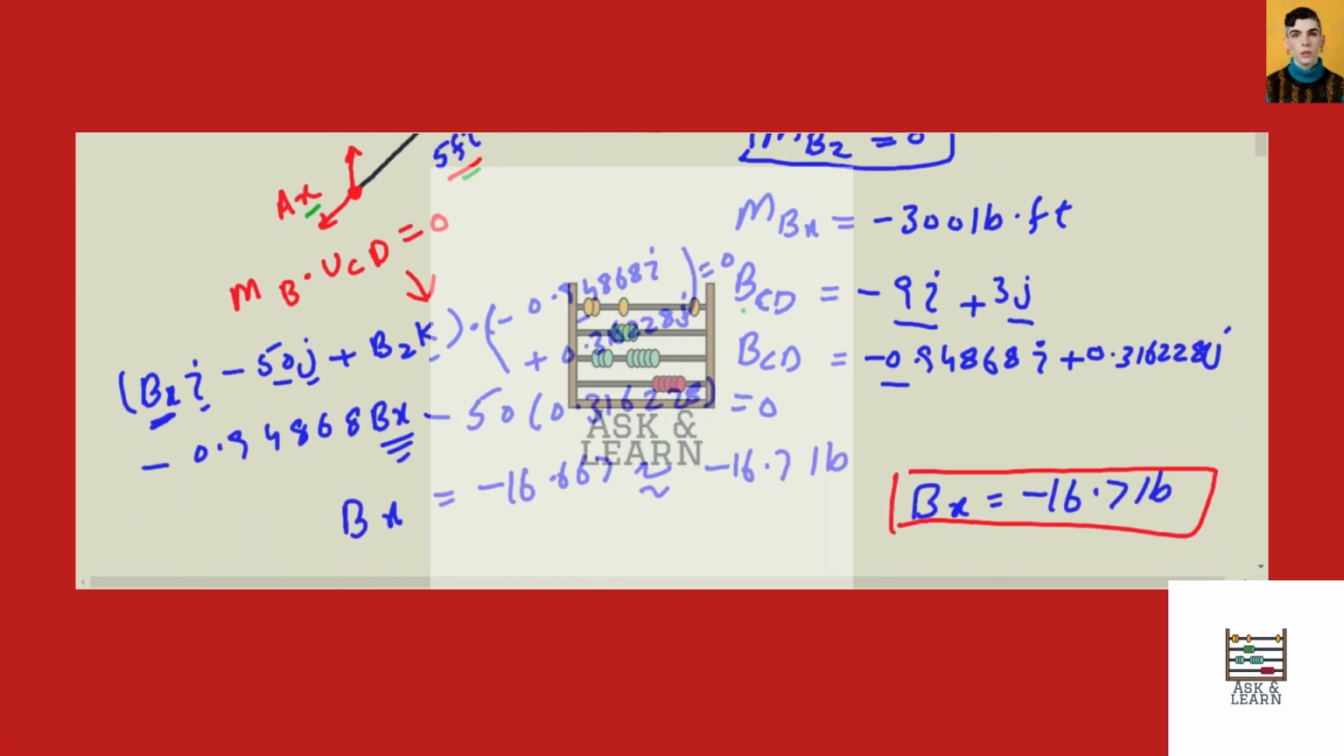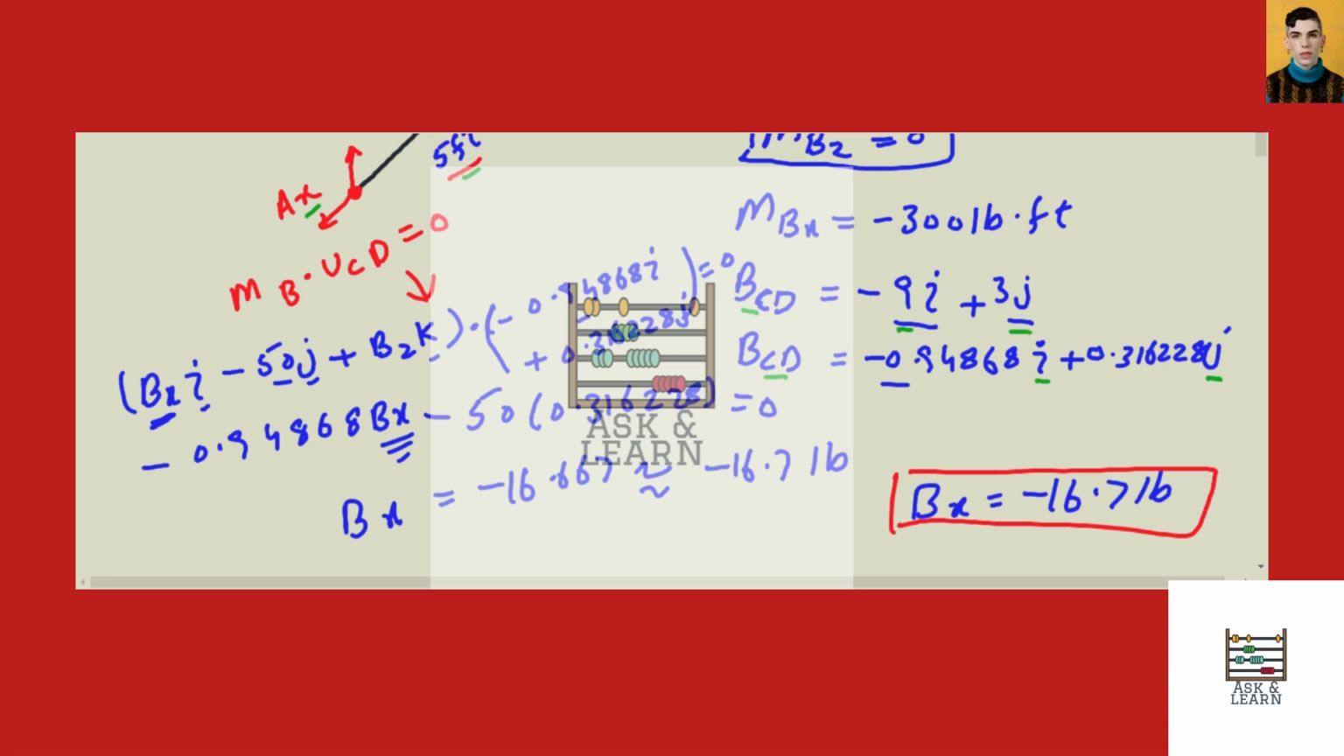This is bcd, which is equal to a unit vector, it is a vector, right? So it is a vector minus 9i plus 3j, right? And this is bcd, this is also a vector. These two are components, the i and j components. It means in the x direction and in the y direction it has certain components, right?